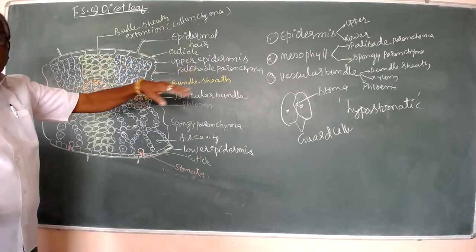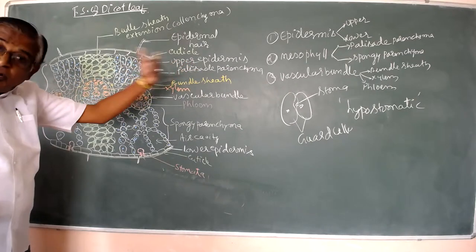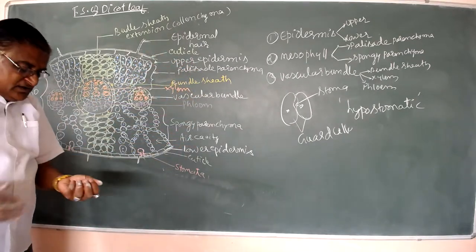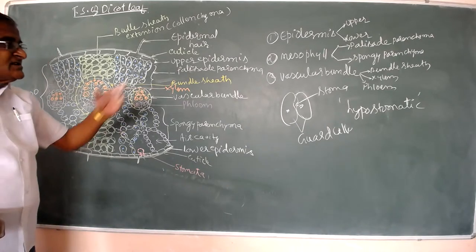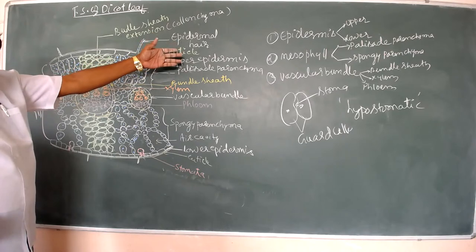Now we'll go for the monocot leaf, the anatomy of the monocot. Or shall we go for it in the next class? I will explain to you the anatomy of the monocot leaf.